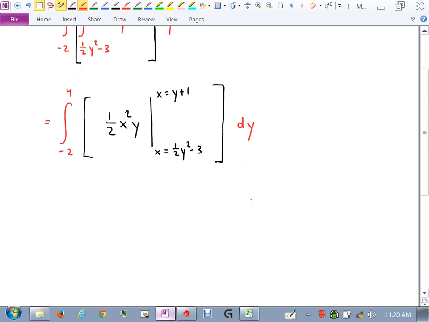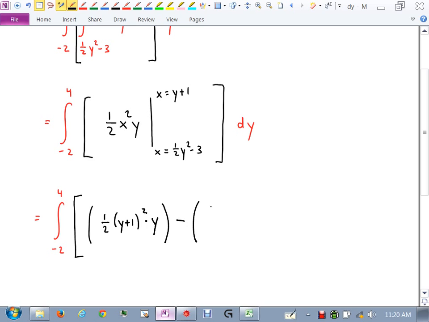So we plug in. Oh man, seriously, we've got to do this, I guess. Integral from -2 to 4. Let's plug in for x, y plus 1 first. I have to plug it in right there, so I have to square it. So 1/2 (y plus 1), I've got to square that. Then I still have times y next to it. Then minus, now I plug in the other one. So 1/2, now I plug in (1/2 y squared minus 3) squared times y again. And then all of that dy.